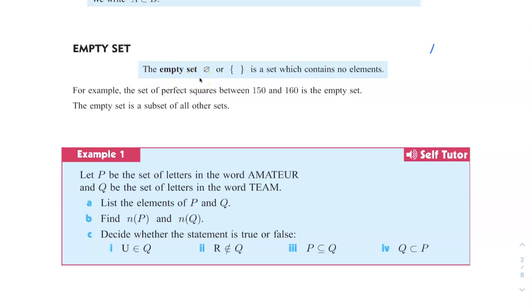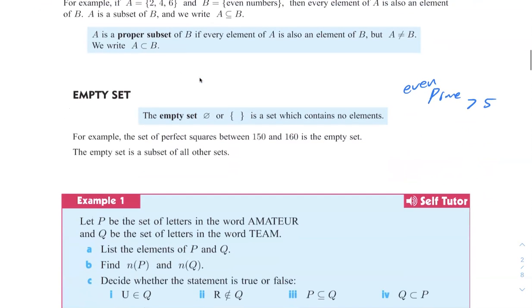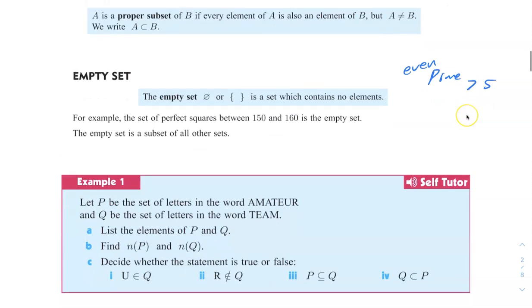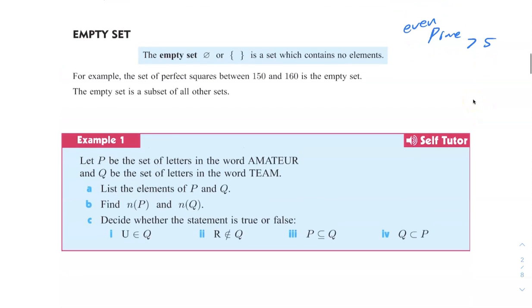So if you said prime numbers, even prime numbers greater than 5, there's no elements in that. The only prime number that's even is 2, so you can't have any even prime numbers greater than 5. So my set there would be an empty set.